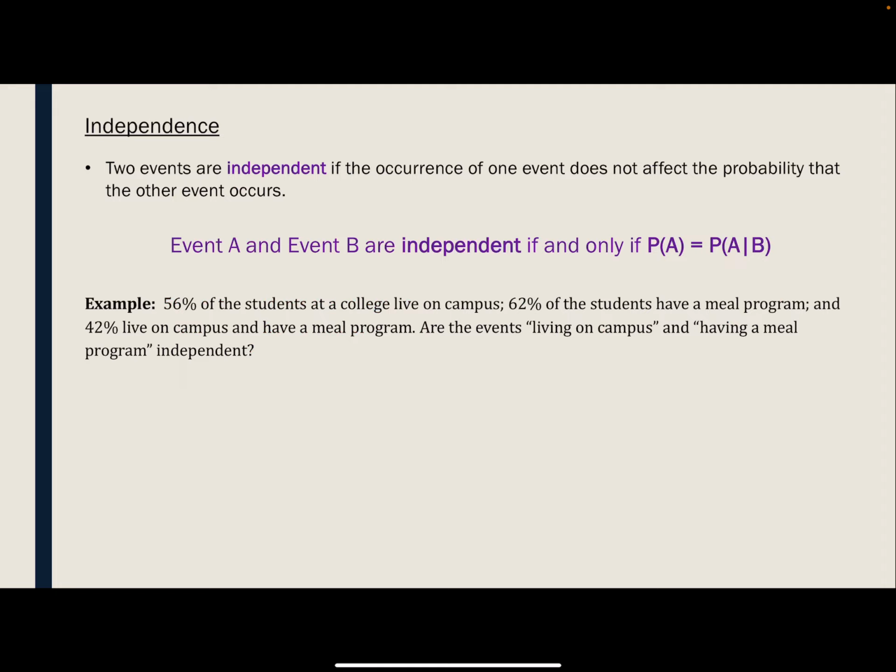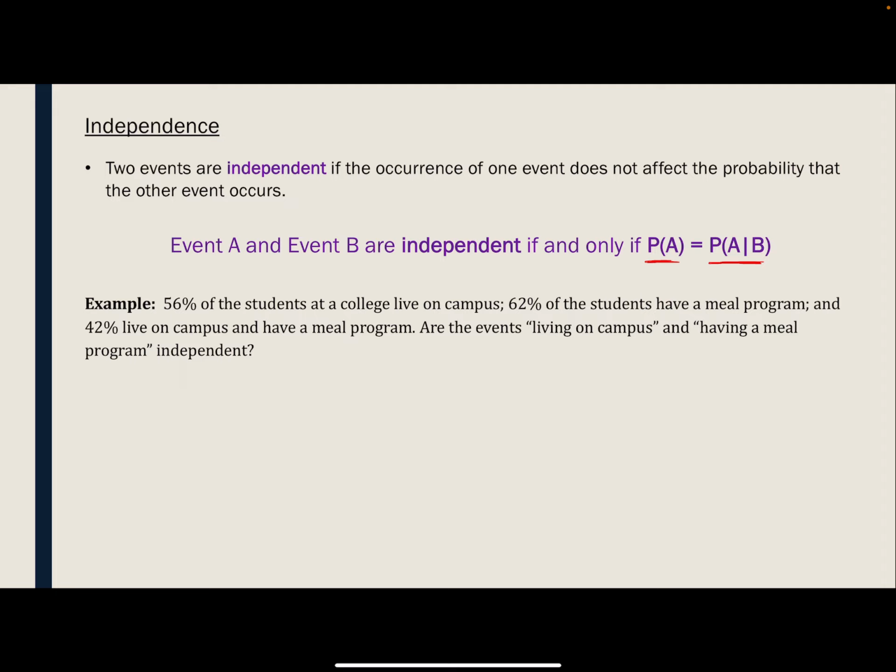So to determine if two events are independent, you figure out the probability of one of the events. It doesn't matter which one, just figure out the probability that one of the events occurs. Then figure out the probability that that same event occurs given that the second event occurs. If those probabilities are the same, then event B had no impact on the probability of event A, and therefore the events are independent.